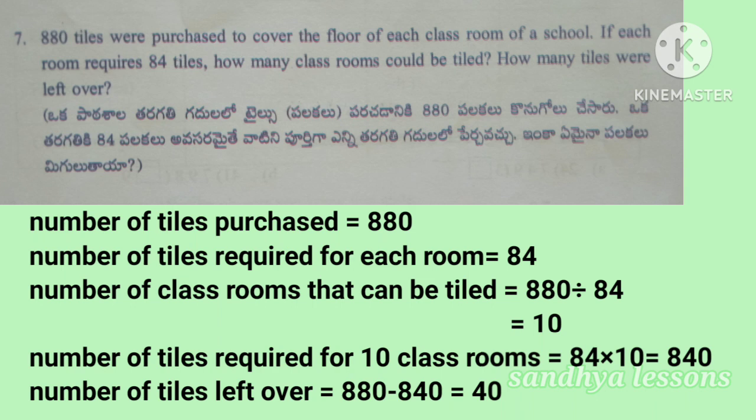Therefore, number of tiles required for 10 classrooms. We can get this by multiplying number of tiles required for each room with 10. That is 84 into 10 equal to 840. Number of tiles required for 10 classrooms is equal to 840. Number of tiles left over, that is equal to 880 minus 840, that is equal to 40. Number of tiles left over is equal to 40.